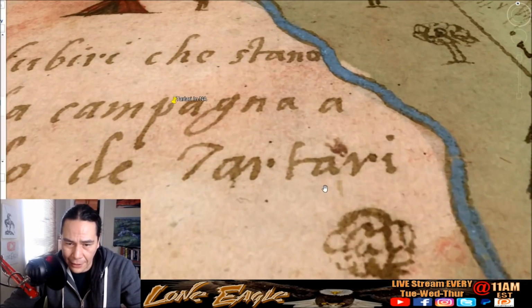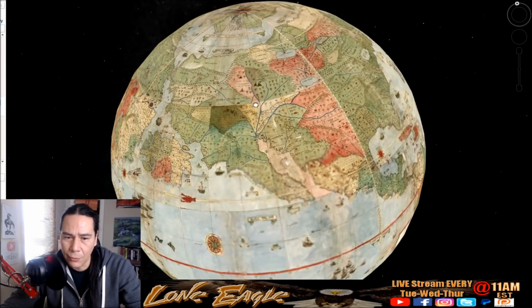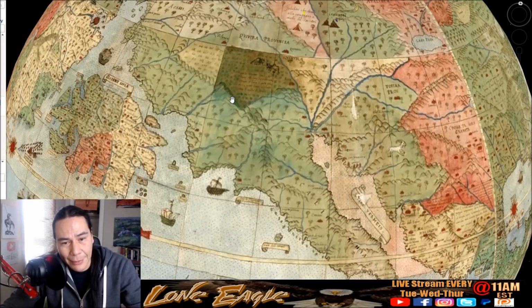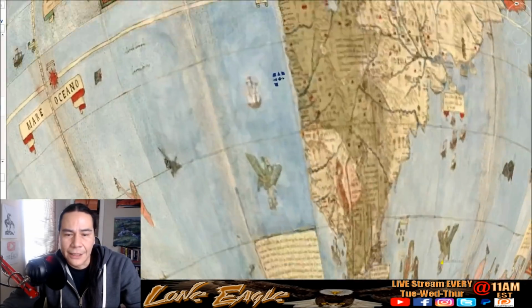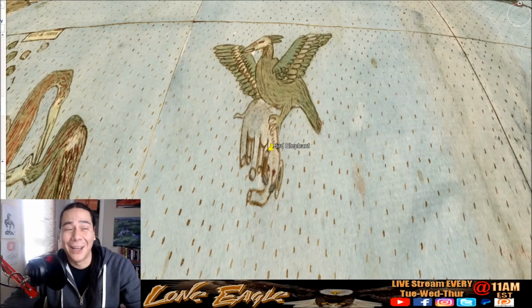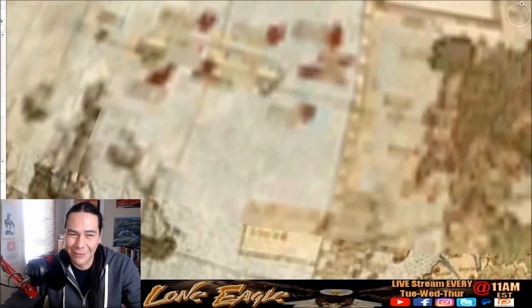But right here, you could clearly see Tartari written out, and this is North America. So this is a worldwide thing. There's California right there, which is not an island on this map. Very weird. I'm also going to show you guys a griffin carrying an elephant. Now think about the power needed to carry an elephant. Okay, this is interesting. Very interesting map.